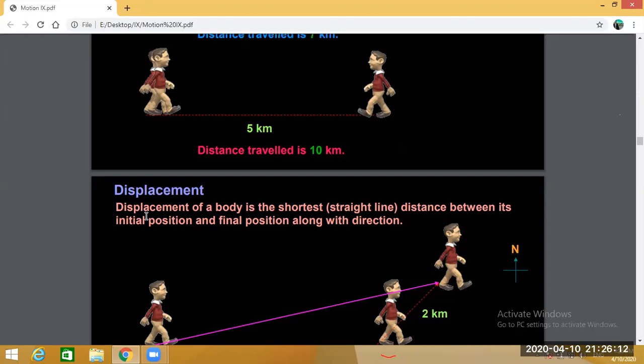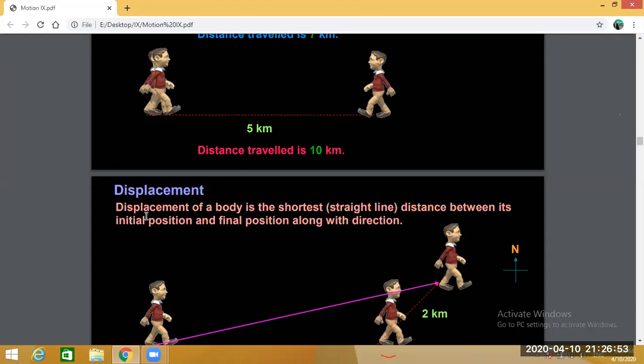Whenever we talk about shortest distance, just take a straight line between the initial and terminal point. That would be the shortest distance. But in case of distance, we don't care about the shortest distance. We can follow any path and reach the destination from the starting point. So displacement of a body is the shortest distance between its initial position and final position along with the direction. So while we deal with the shortest distance, direction becomes important.